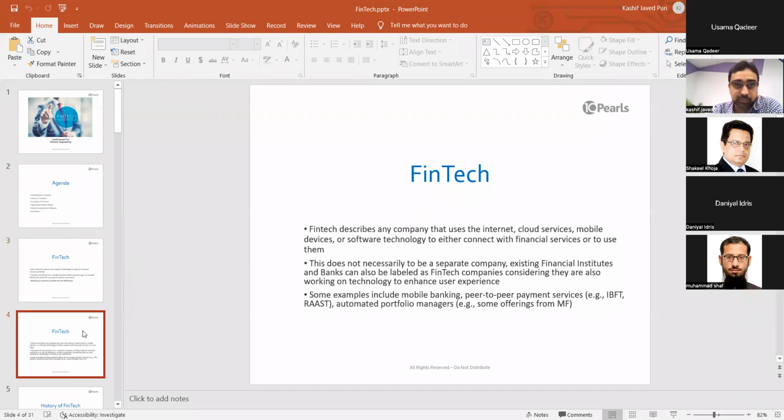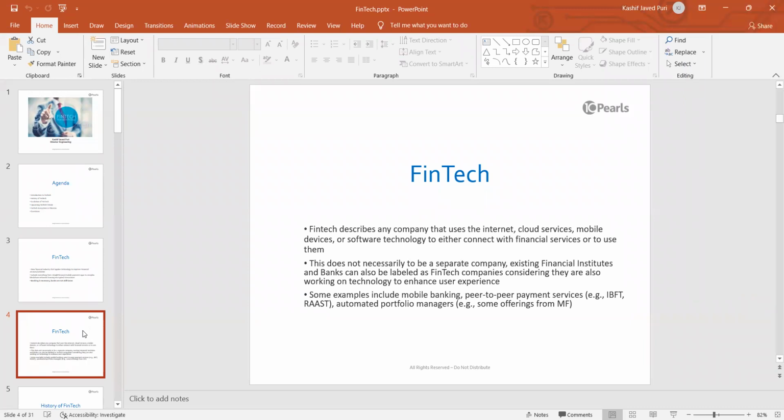If we discuss fintech companies, it is basically any company that makes use of technology like the internet, mobile devices, or any other software technology to provide or make financial services better. And it is not necessary that we need separate companies for financial technology. We can regard or label existing banks and financial institutes as fintech companies as well, because nowadays each bank is working on technology to enhance their customer experience. So we can easily say that the banks we see today are also acting as fintech companies.